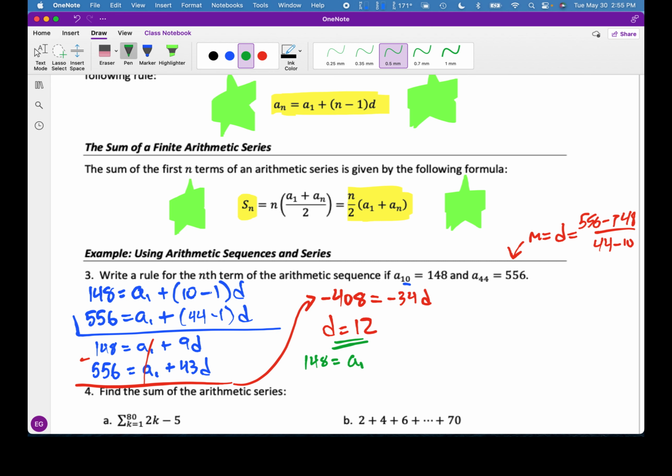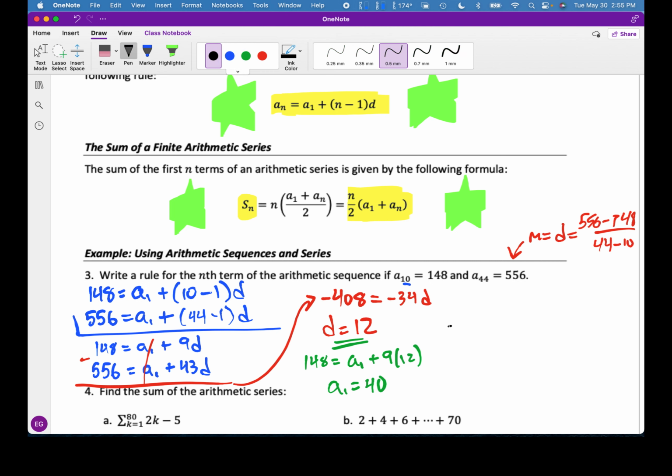So I'm going to plug it into the first reduced blue one, where we now know that d is 12, and we can pretty easily solve for what a1 is going to be. So 9 times 12 is 108. I'm going to subtract that to the other side, and I'll get that a1 has to equal 40.